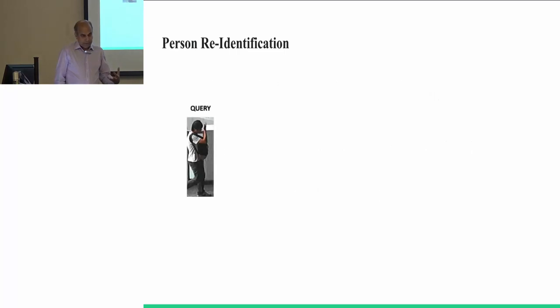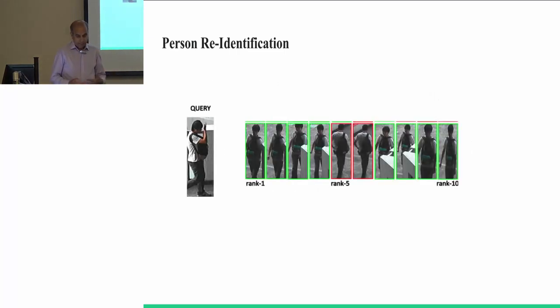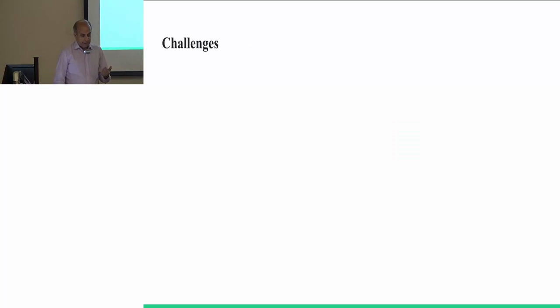So this is a query, and the output can be like this. These are the retrieved images from the gallery, and they are ranked. This is the best match, and this is the last best match. When you look at the ground truth, these are actually wrong, and these are correct. But this is a very difficult problem, because the viewpoint can change, and therefore we have to deal with these challenges.